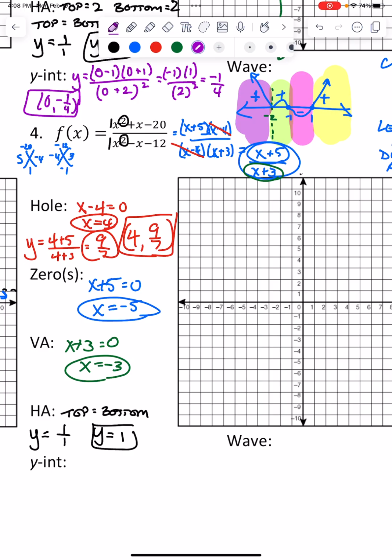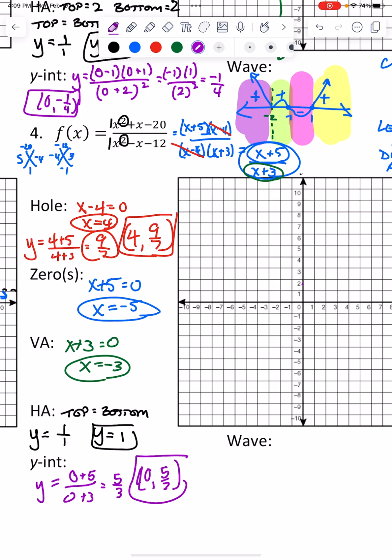Okay? And then the y-intercept, plug in what you got. Again, from the original or the simplified, you'll get the same answer. Simplified's a little bit easier to work with. So 0 plus 5 over 0 plus 3 is 5 over 3. So 0 comma 5 over 3 is our y-intercept. So let's put it on the graph. So 0, 5 over 3. So that's 1 2/3. So somewhere in there.